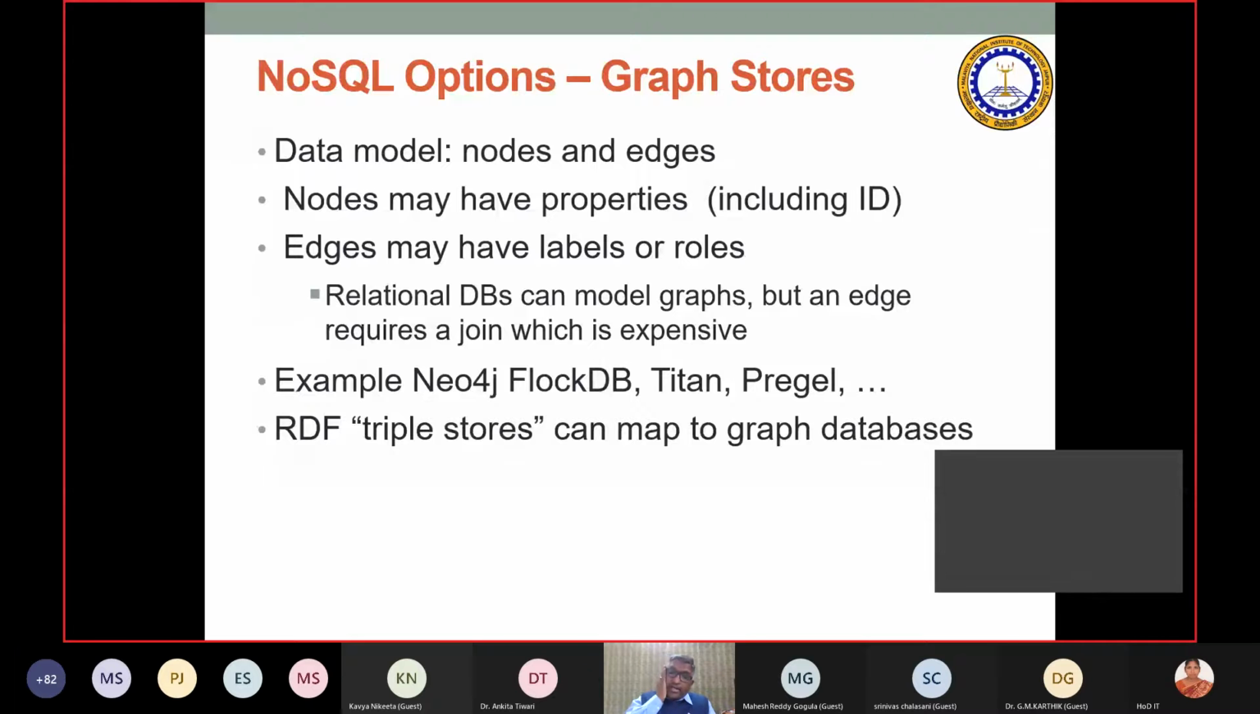So Titan was one of the things that we worked on. We could store data on that. Of course, Pregel, Neo4j, they are all used in the semantic web also, but they are graph stores, so graph databases. And then we had the query language called Gremlin, and we could work with Gremlin and Titan, right?